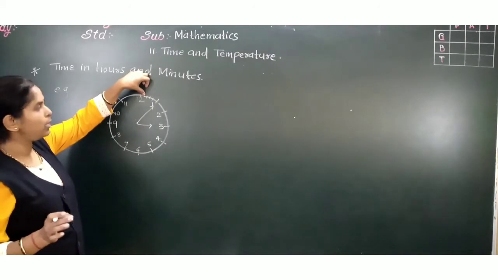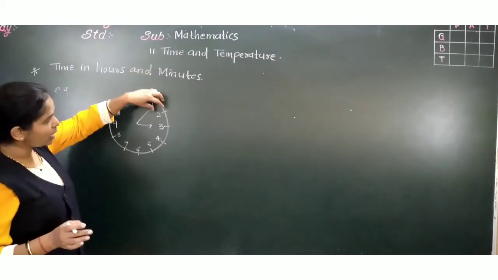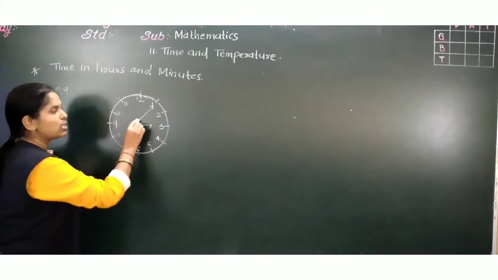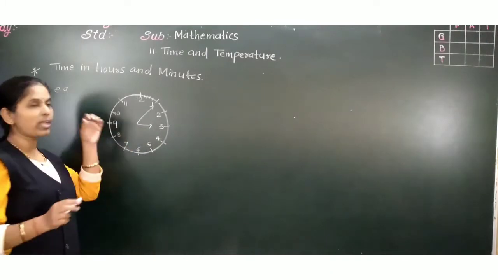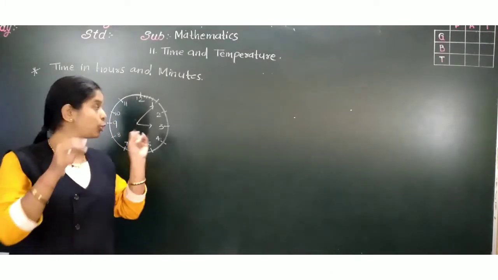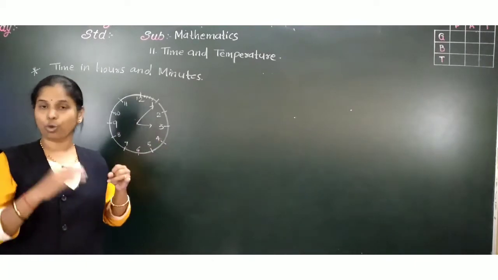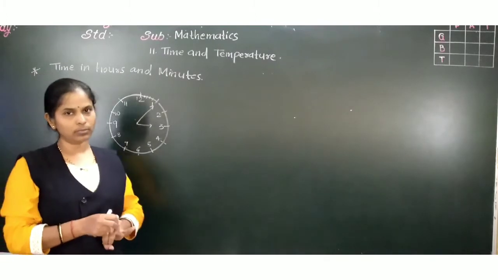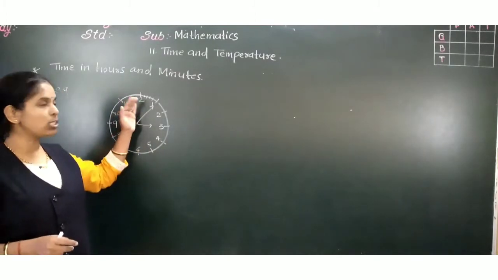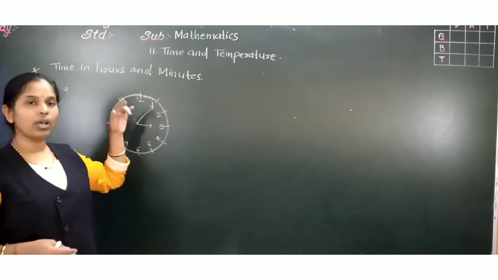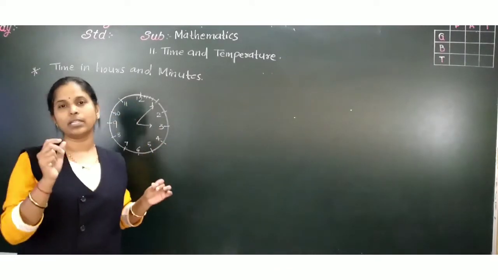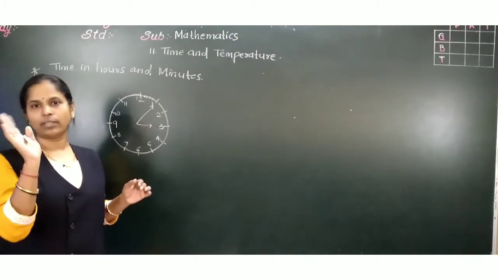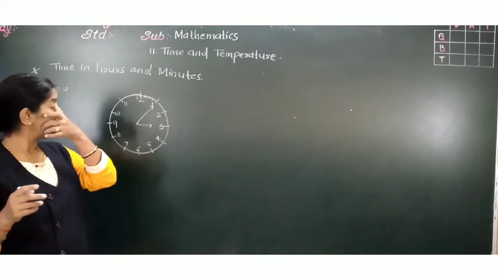It is for 1 minute. So these are 5, 10, 15, correct? Now listen, these are the hands. A clock has 3 hands. One is the short hand, called the hour hand, which shows hours. The second one, the long hand, is called the minute hand. It shows how many minutes are over. Another thin hand is the second hand, and it moves faster than the other two.